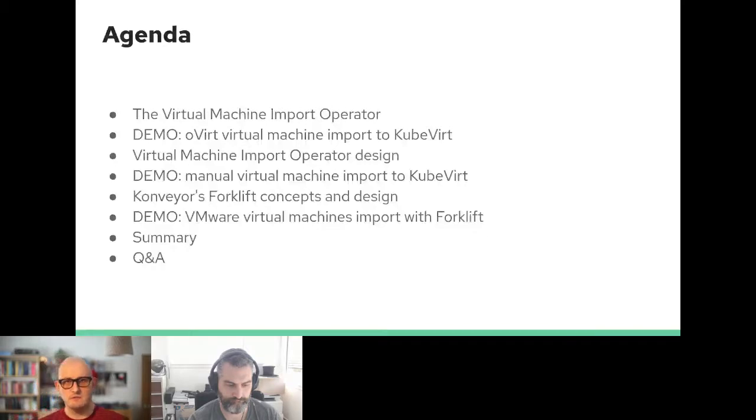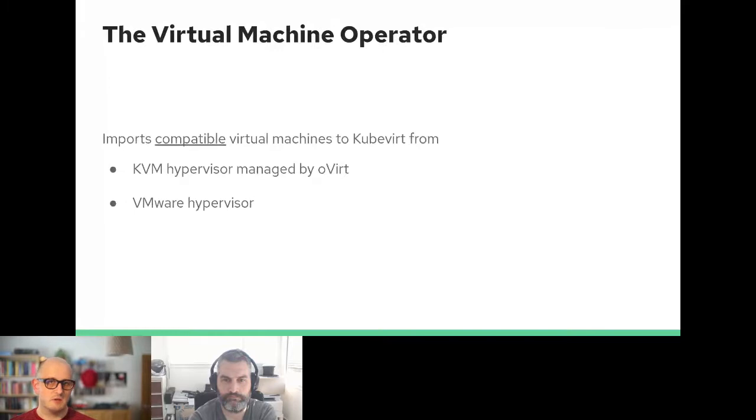Let's have a look at the virtual machine import operator. The virtual machine import operator is a Kubernetes operator that is able to import compatible KVM and VMware-based virtual machines into that cluster, where they would be run by KubeVirt. Saying compatible is important. Not all options that are available in vanilla KVM hypervisor are available in KubeVirt. The operator takes care of checking the source VM configuration and reports its findings to the user.